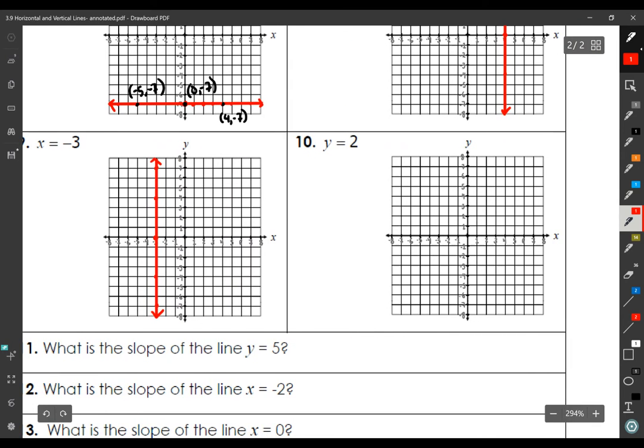Okay? Y equals negative 2. So again, let's find 2 on my y-axis. And let's make sure that every other point has a y-coordinate equal to 2. So I'm going to have to go outwards this way.